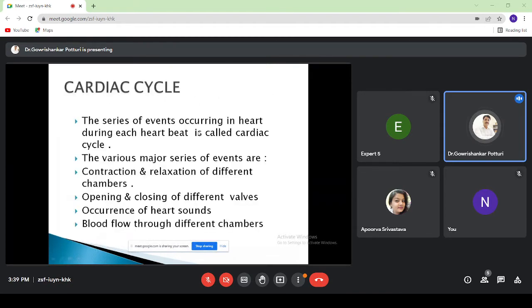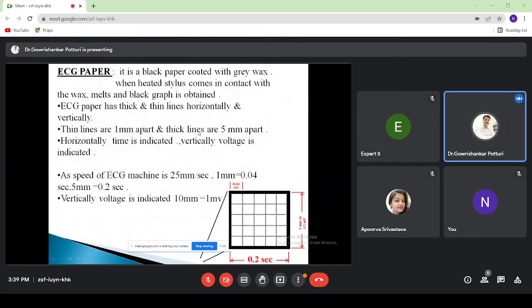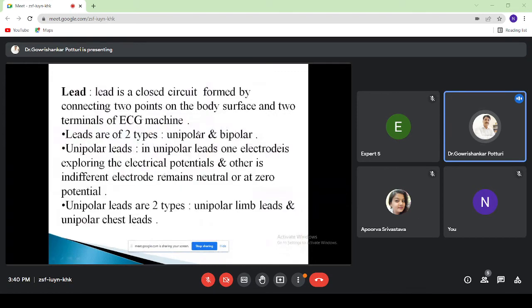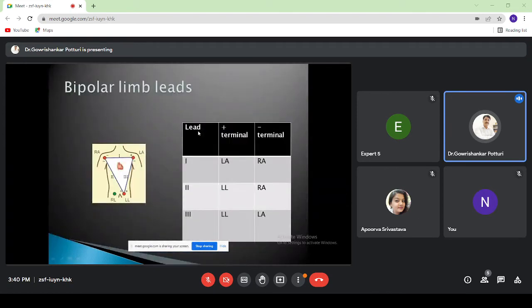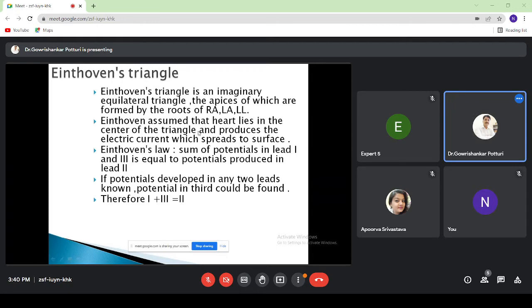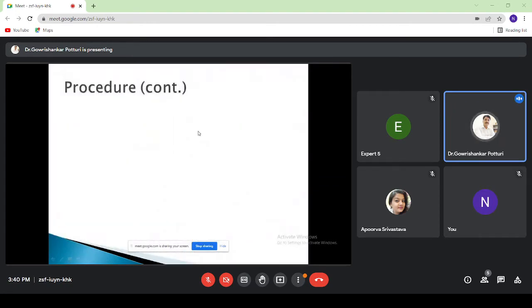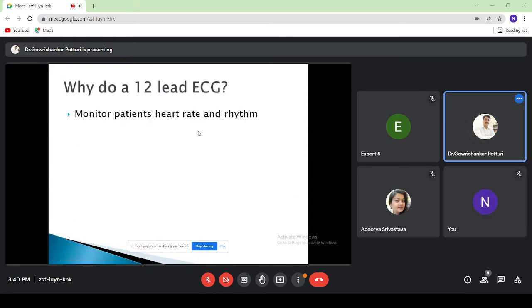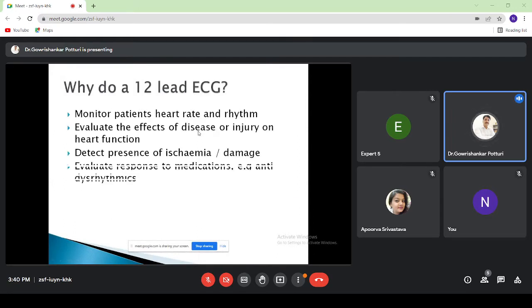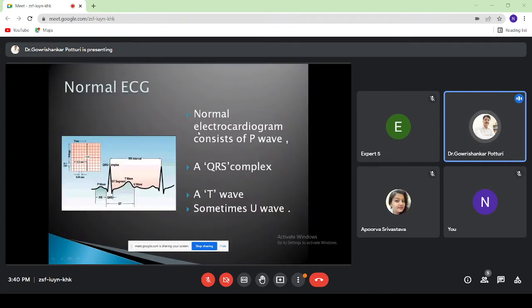So yesterday we have seen the normal cardiac cycle, how to connect the various electrodes, what the Einthoven triangle is, and what the chest leads indicate. Now we also started discussing what a 12-lead ECG will tell us. As I told you, the ECG consists of a P wave, QRS complex, and a T wave. At certain times a U wave is seen.